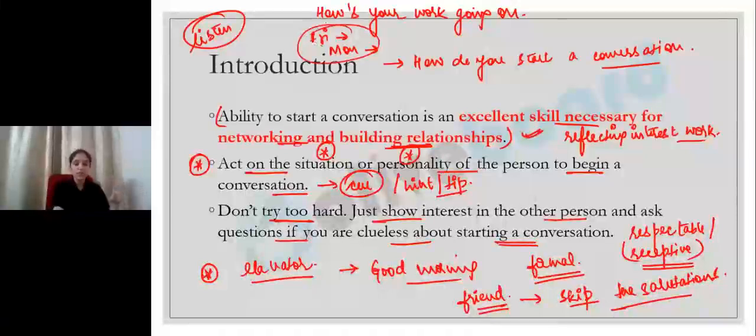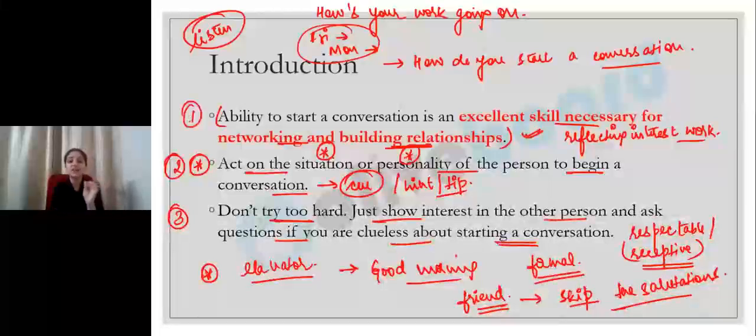So these are the 3 main points, wherein point 2 and point 3 act as cues. They act as tips that you can use to start a conversation, to strike a conversation, or to break the ice while you are having a conversation with somebody. The first one, on the other hand, highlights why starting a conversation is important.